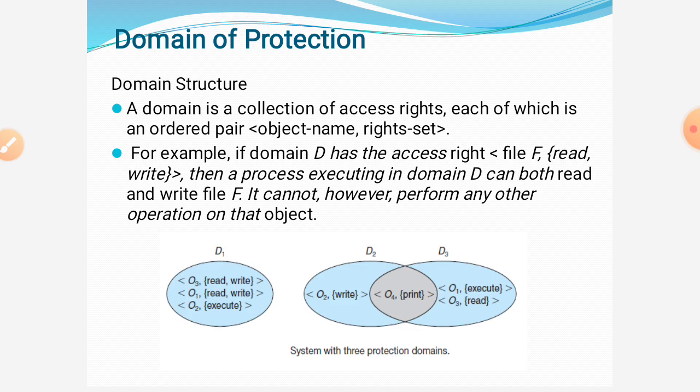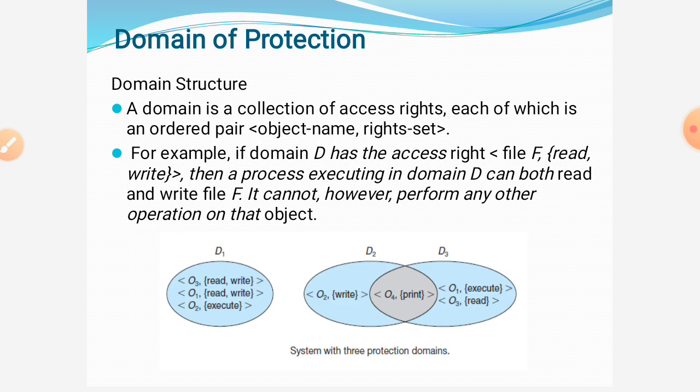The domain may share access right. അപ്പോൾ രണ്ട് ഡൊമൈന് ഒരു ആക്സസ് റൈറ്റിന് ഷെയർ ചെയ്യാൻ പറ്റും. Here we have three domains, D1, D2 and D3. The access right O4 and print, you can see O4 and print, that is shared by D2 and D3, implying that a process executing in either of those two domains can print object O4. That means the domain can share the access rights.